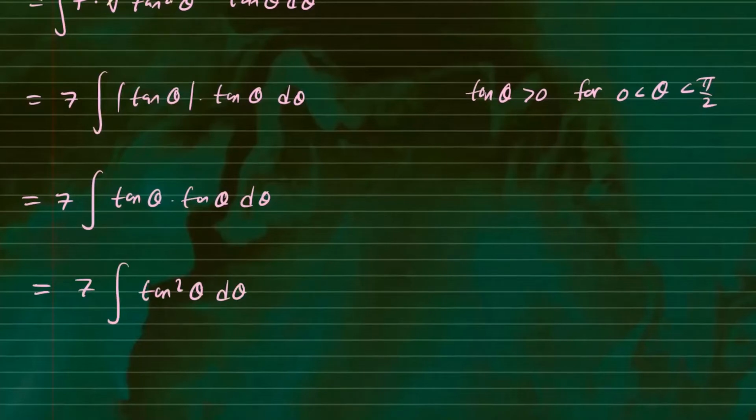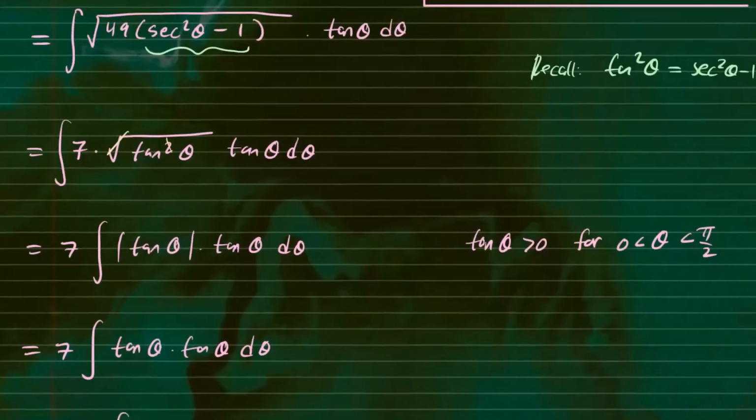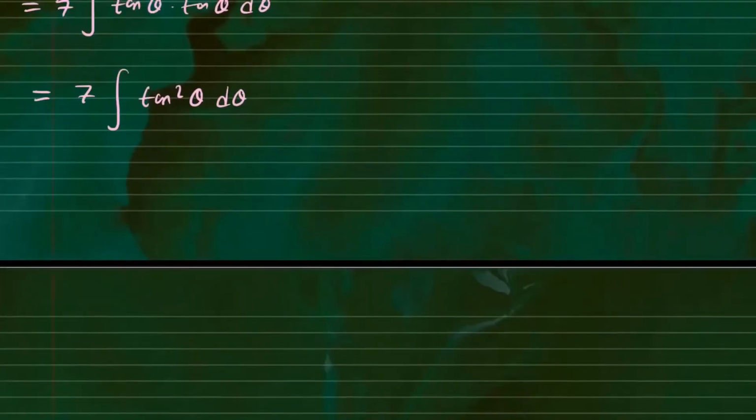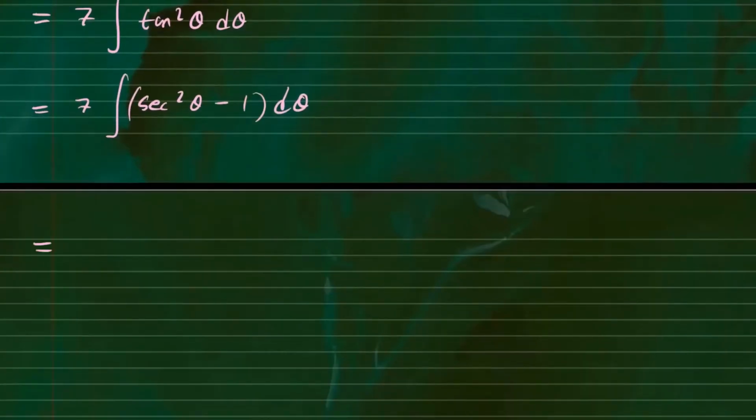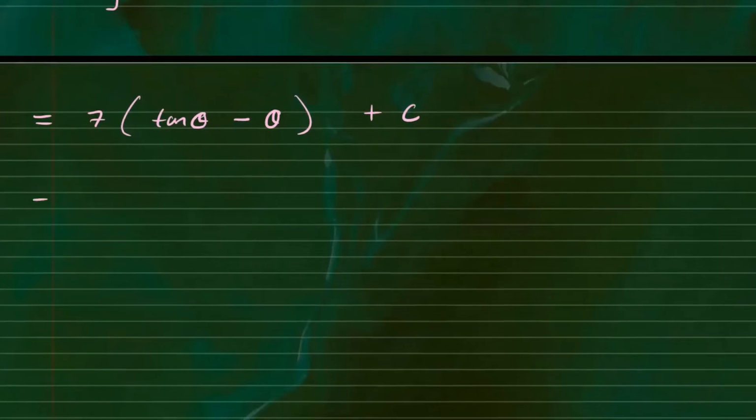And now I can replace the tangent squared theta with this identity again, secant squared theta minus 1. So that gives me the following to integrate: 7 times the integral of secant squared theta minus 1 d theta. And this, we know how to integrate. The integral of secant squared theta is tangent theta. The integral of 1 with respect to theta is simply theta plus c. Now we're finally completing the problem. So we have 7 tangent theta minus 7 theta plus c.